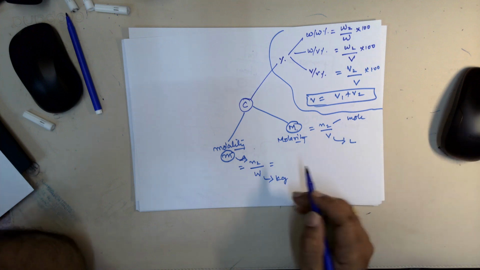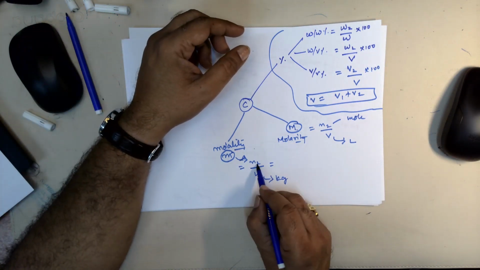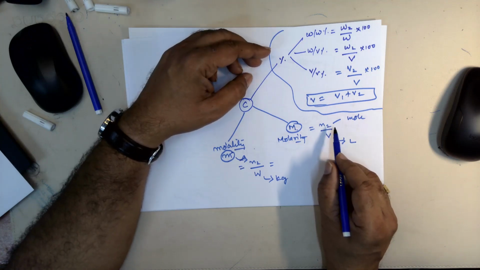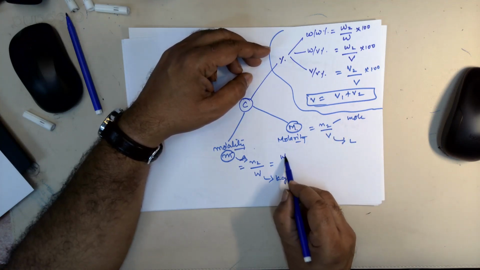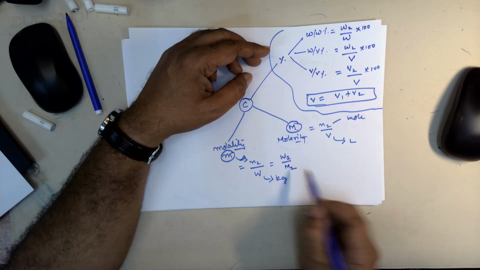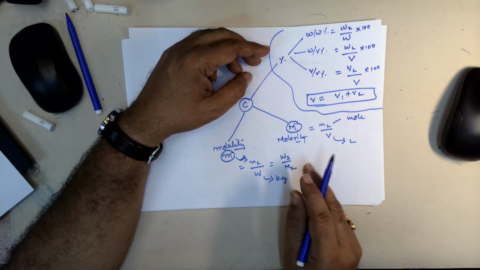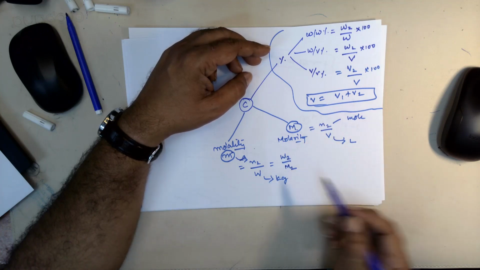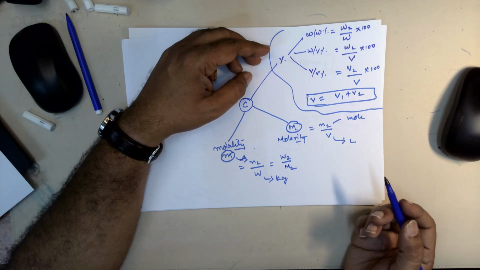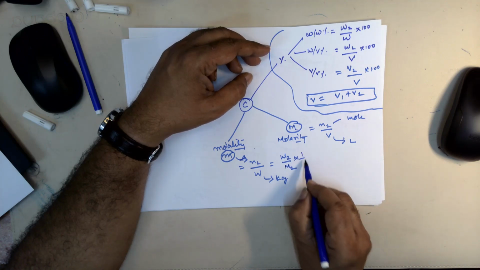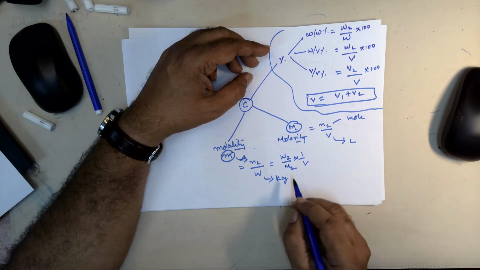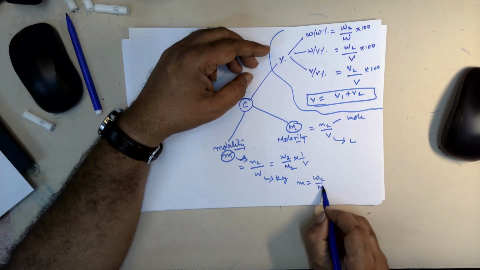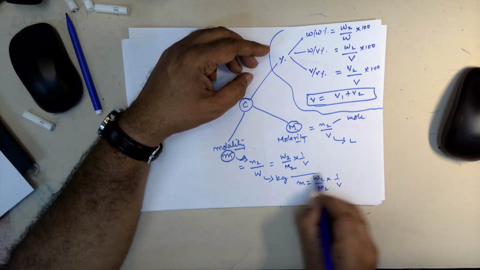Now this N2 is the moles of solute that I already expressed, where 2 represents solute. So N2 is equal to W2 by M2, that is, weight of solute divided by molecular weight of solute. I can replace N2 by W2 by M2. Got it? Therefore, molarity can be represented as W2 by M2 into 1 by V.